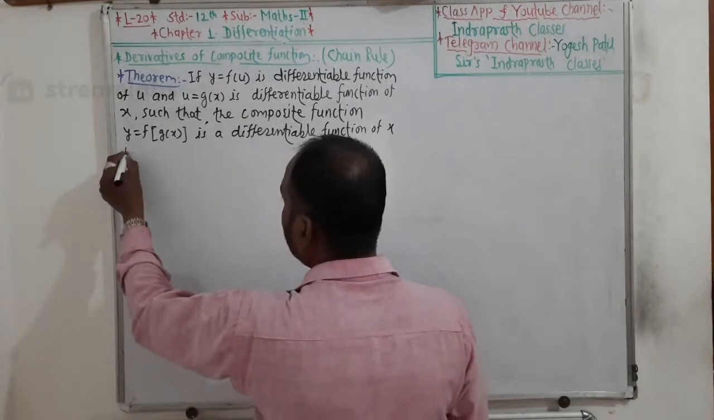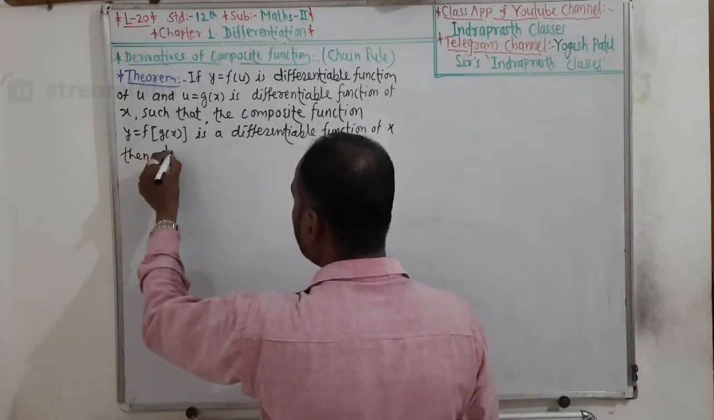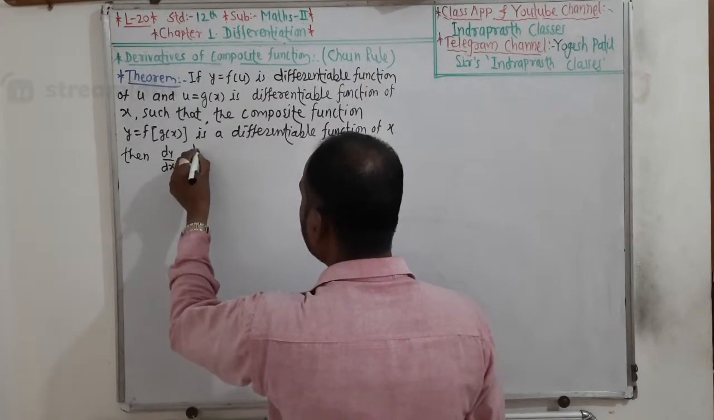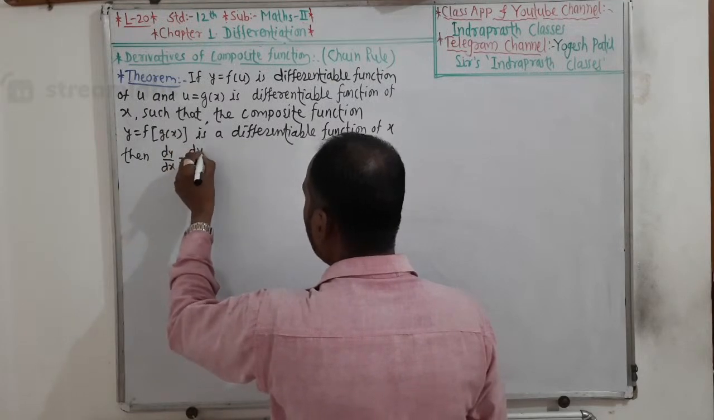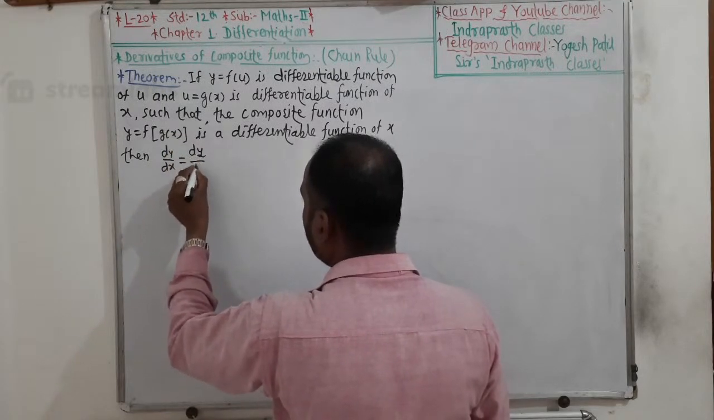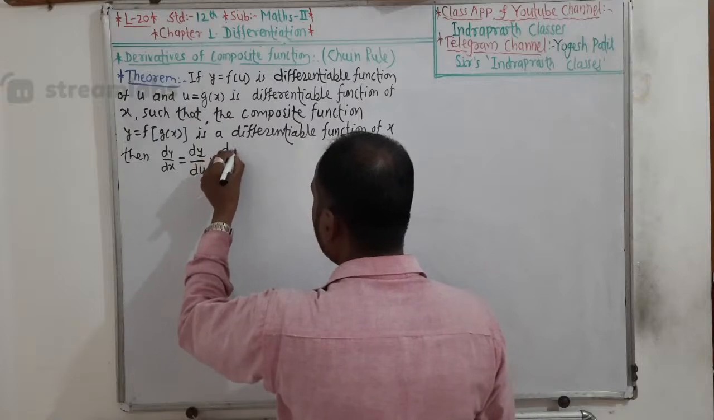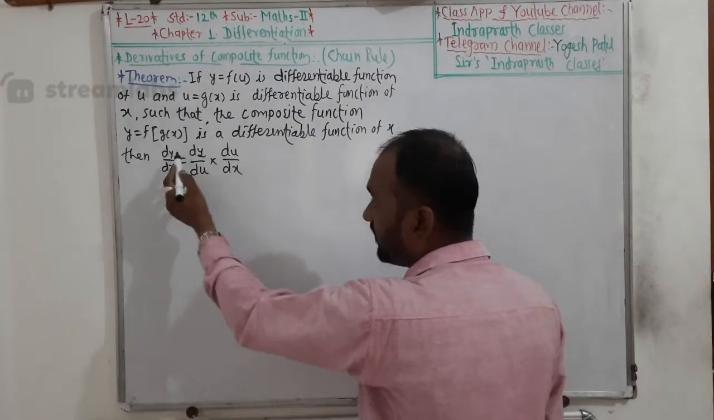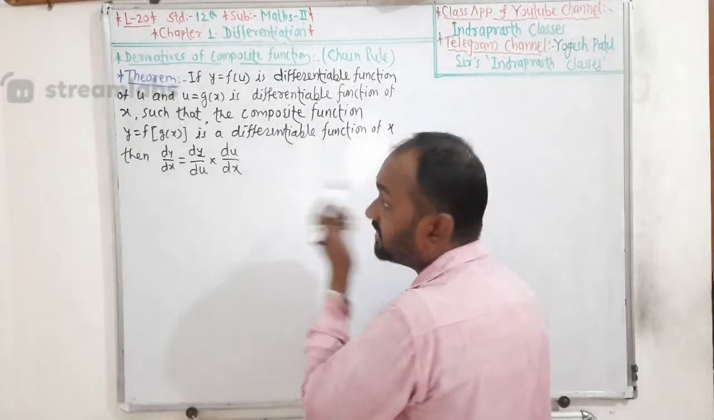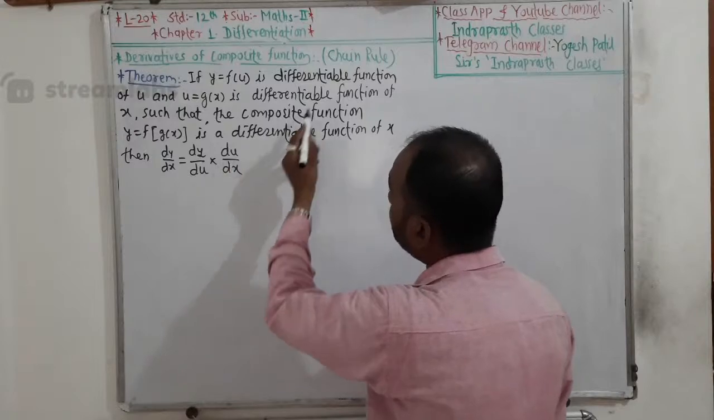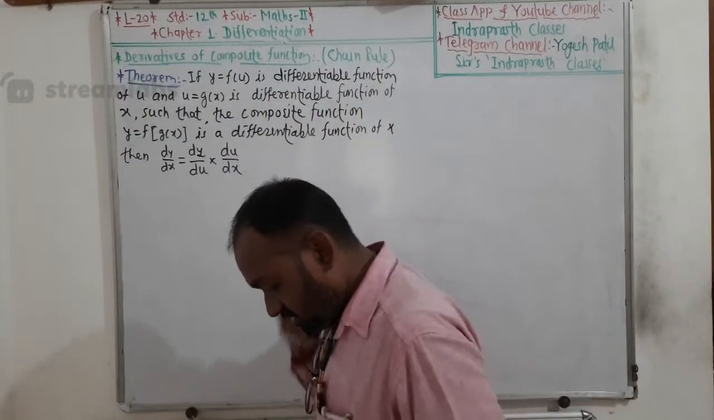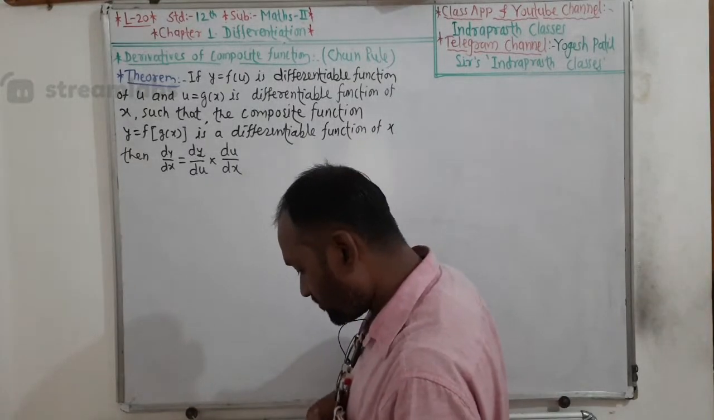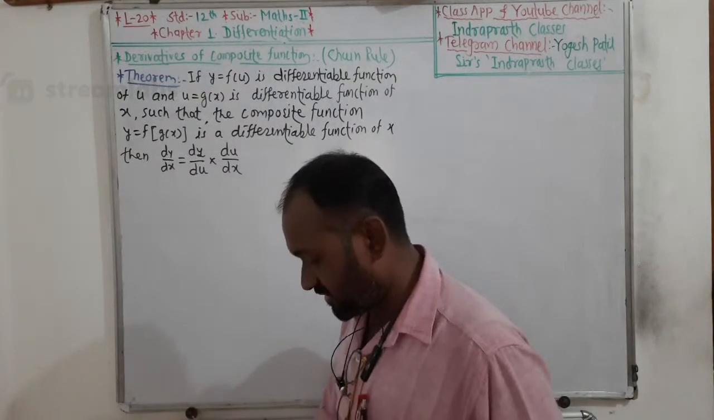then dy by dx is equal to dy by du into du by dx. That is my point. It is dy by dx, which is dy by du multiplied by du by dx. That is the composition of functions, so it is said to be the chain rule. It becomes a chain. Is it clear? So the proof. How to prove it? Very easy.